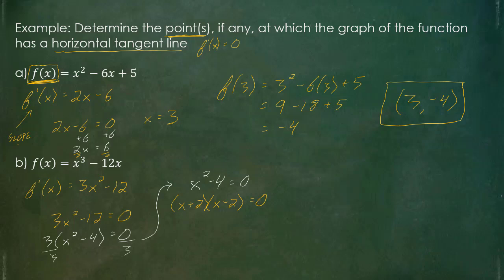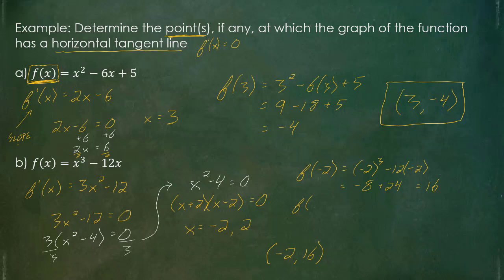So now if I set each parenthesis equal to 0, I'd end up getting negative 2 from the first parenthesis and positive 2. So it looks like this one had 2 points at which it had a horizontal tangent line. So I'll have to plug in 2 different values to get their corresponding y. So f of negative 2, if I plug that in, that's going to be negative 2 cubed, then minus 12 times negative 2. So that would turn into a negative 8, and then plus 24. So that would turn into a 16. So one of my points, if I go ahead and just put it here at the bottom, that I'll circle later, is going to be negative 2 comma 16.